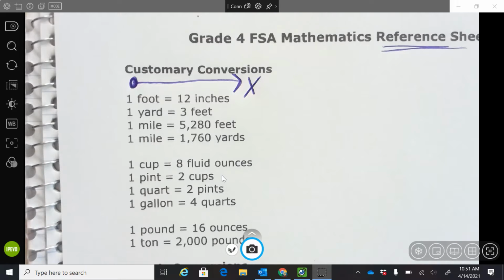And then the opposite. What's the opposite of multiplying? Divide. So if you go from something small to big, you're going to divide. Big to small, you're going to multiply. Small to big, you're going to divide.